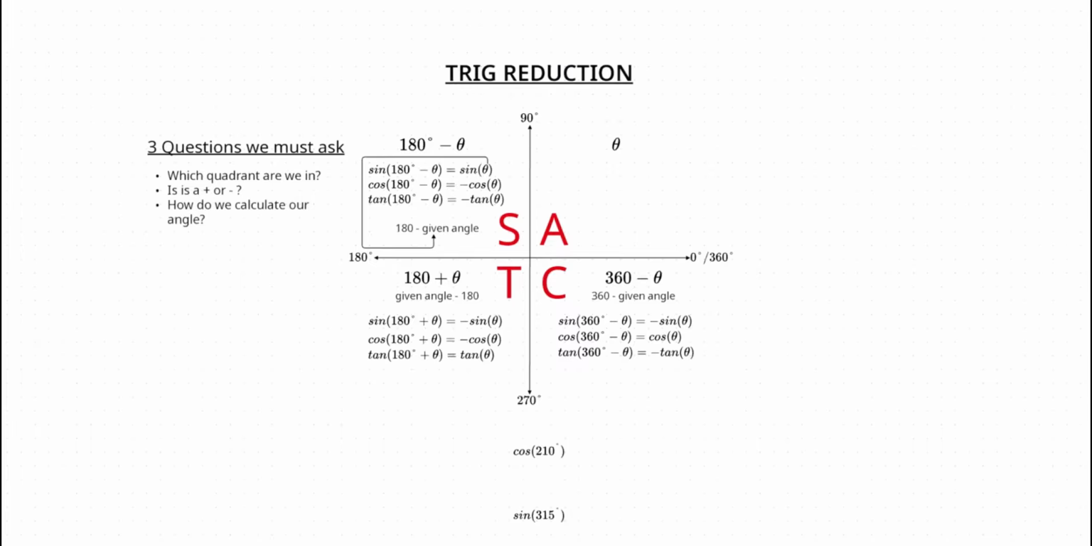Today we're going through trig reduction. I'm going to start off by understanding the CAST diagram. So A here simply means that all trig ratios, being sine, cos, and tan, are all positive here.